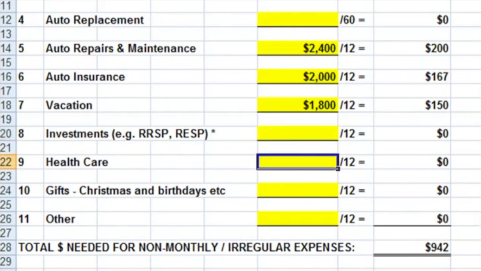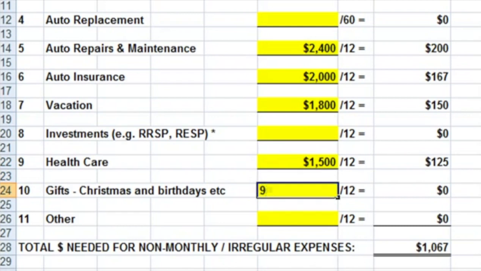Healthcare expenses, they estimate it could run $1,500 a year based on prior years. Again, it's only an estimate. If you have children that need braces or something, that obviously is going to be a lot more, but they're going to put through the $1,500 a year. Christmas gifts, they estimate that they're going to spend about $900 on Christmas and birthdays in an average year, and they key that number in, it works out to $75 a month.